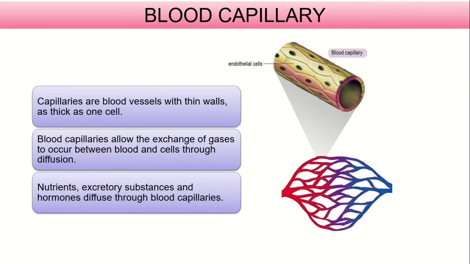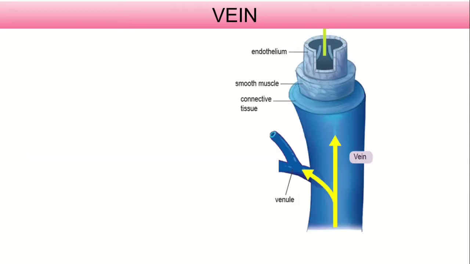This is the structure of a blood capillary. Capillaries are blood vessels with a wall as thick as one cell only. The blood capillaries allow the exchange of gases to occur between blood and cells through diffusion. Nutrients, excess substances, and hormones diffuse through blood capillaries.